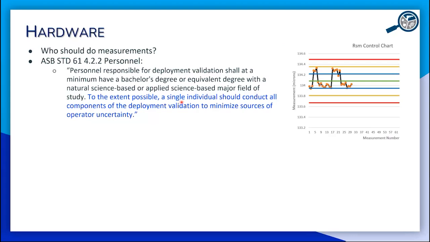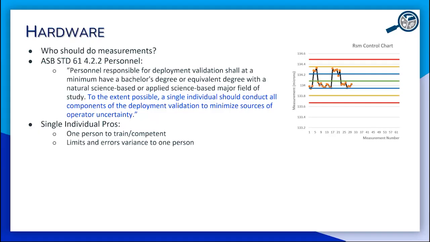So let's talk about the pros and cons of using a single individual to do these measurements. A pro, a positive of having a single individual do all these measurements for your initial validation: well, you just have one person to train or perform competency on, so you pull fewer people off of casework. You can just assign one person to do these measurements.